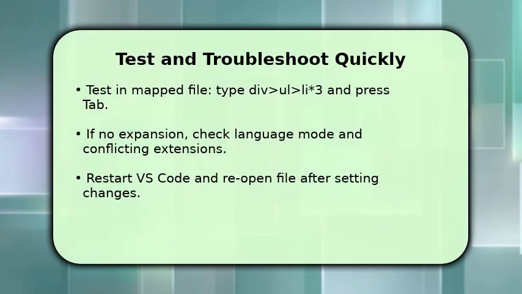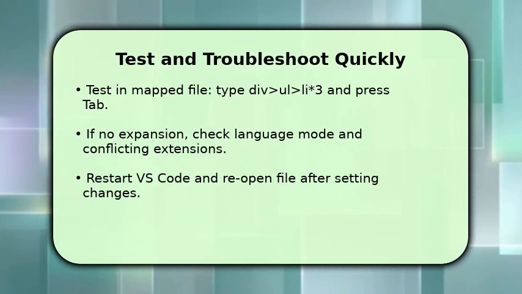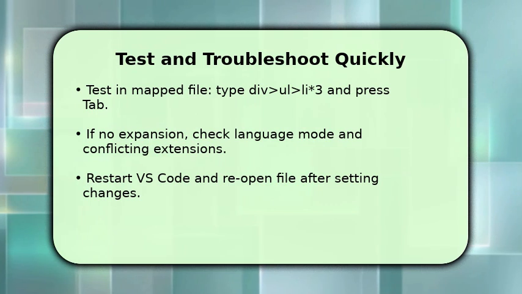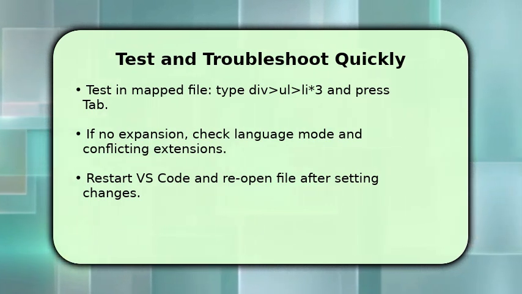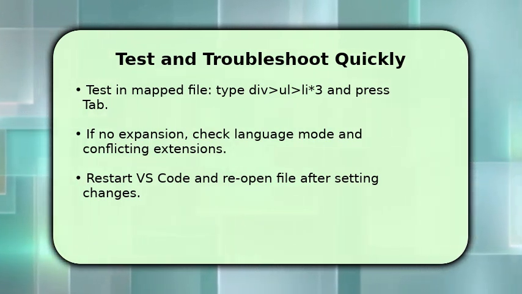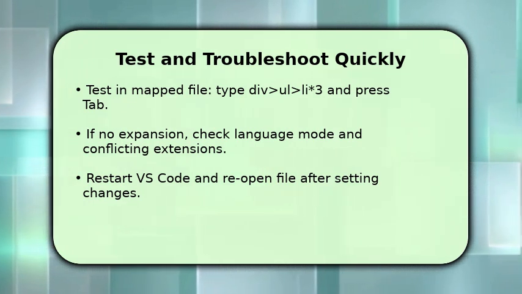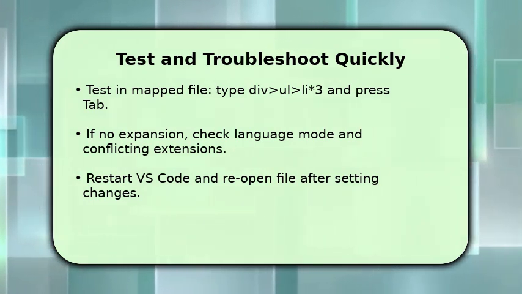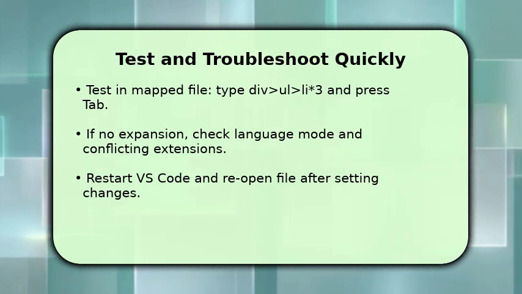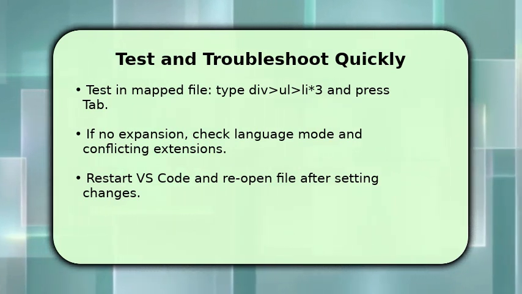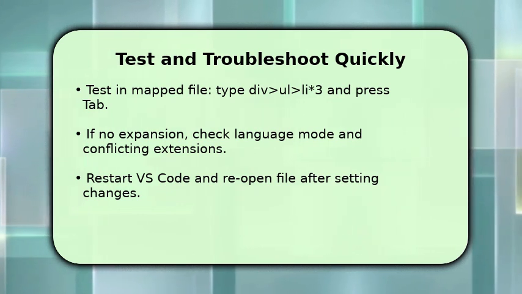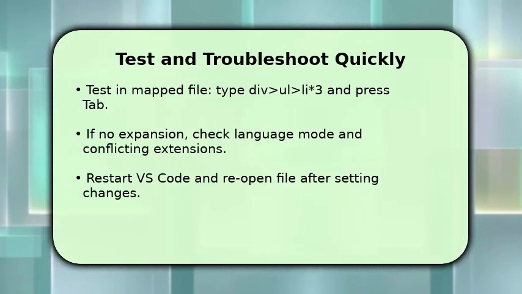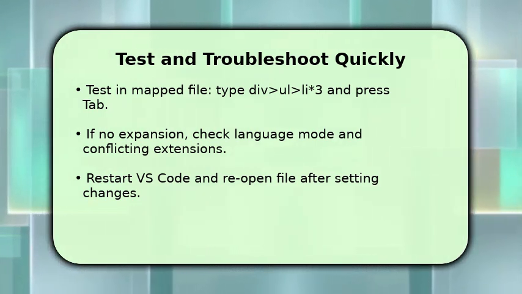Finally, test your setup and resolve the common hiccups. Open a file mapped earlier, type an Emmet abbreviation like div_3 and press your expansion key. You should see the HTML generated. If nothing happens, confirm the file's language mode matches your Emmet.Include languages entry and disable extensions that override tab or completions. If that still fails, restart VS Code and reopen the file. Many setting changes require a reload. This quick restart often fixes stubborn state issues.